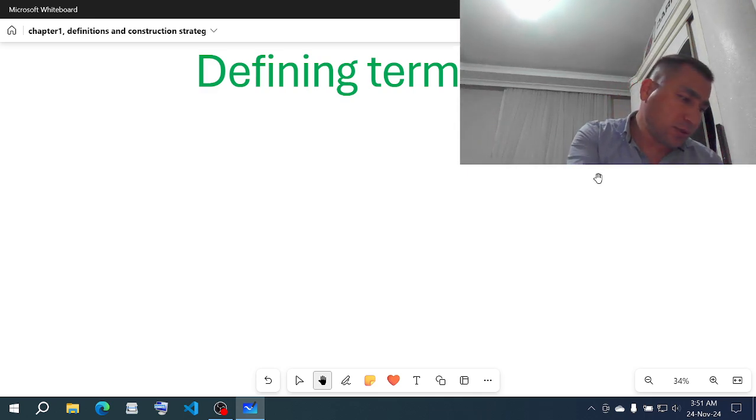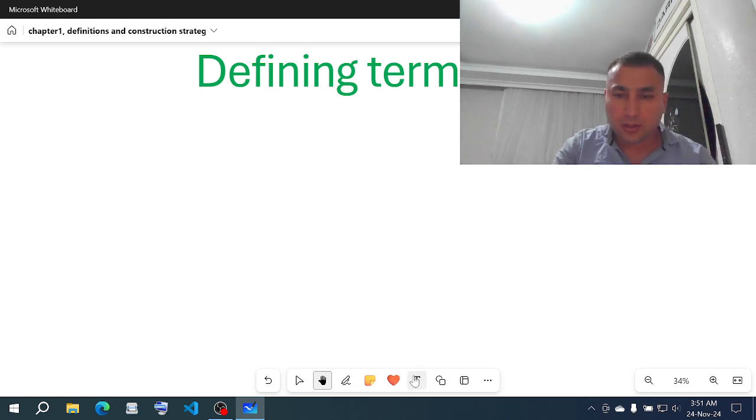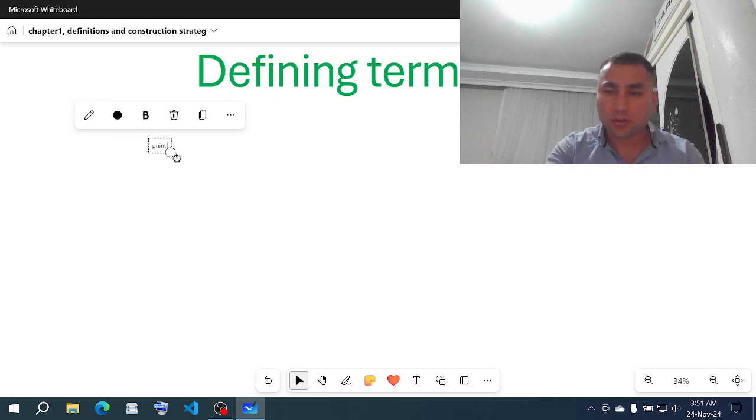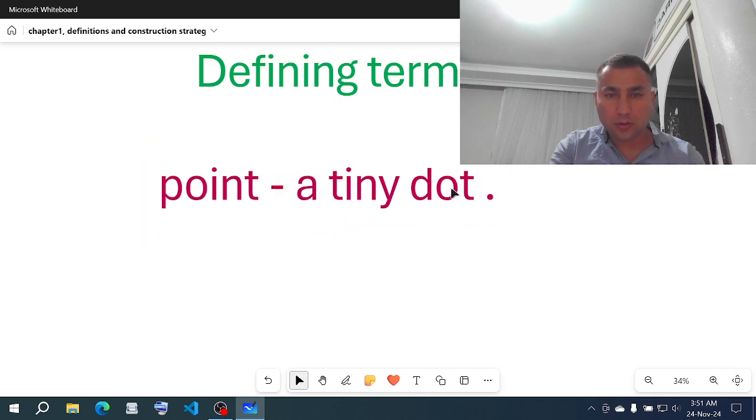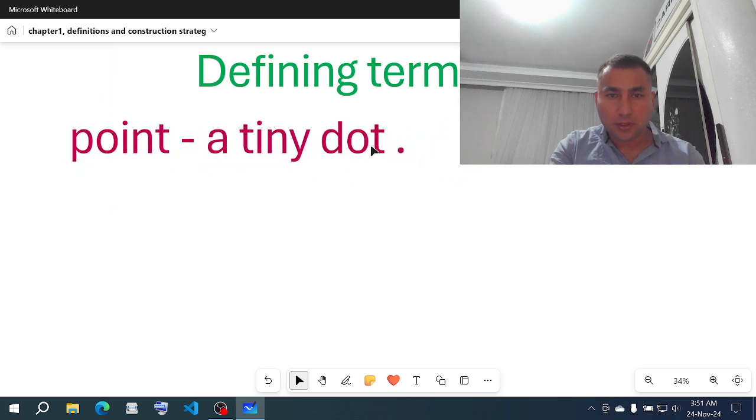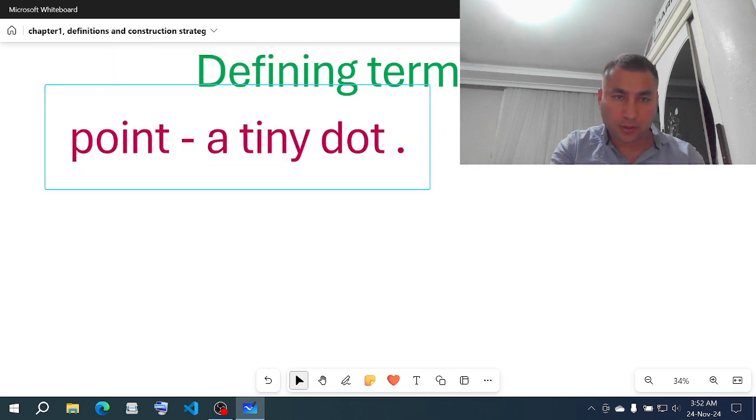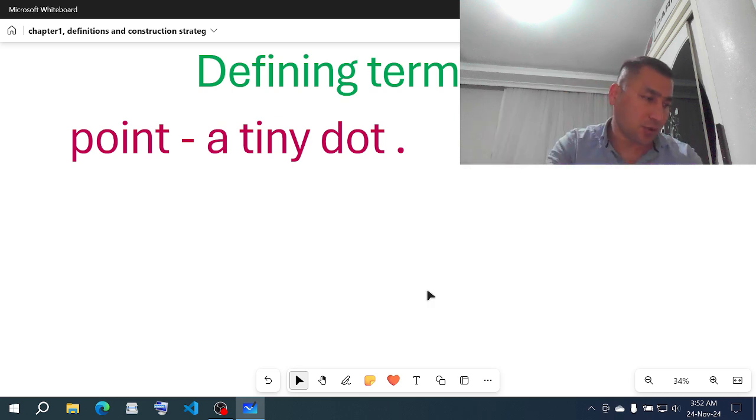Let's start with the point. Basically, a point is a tiny dot. Like this. You put a dot, that's a point.